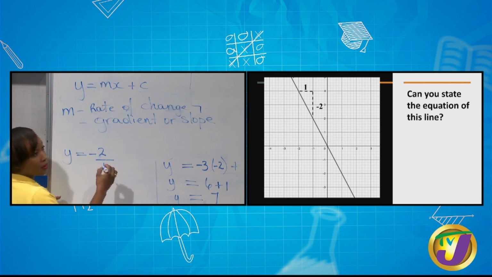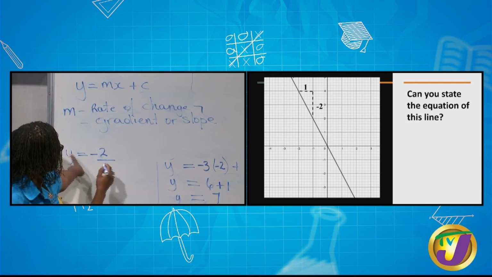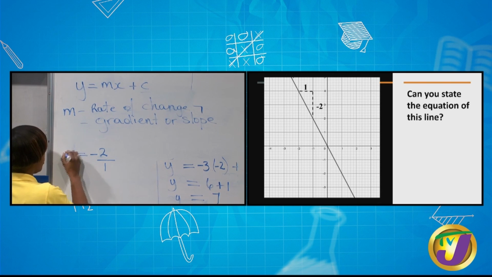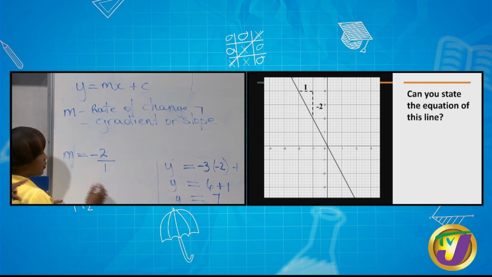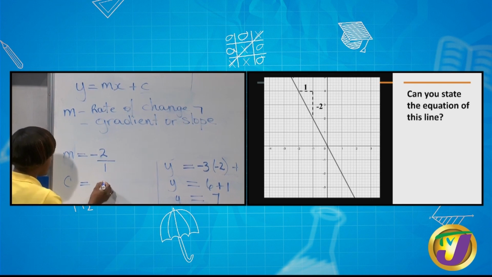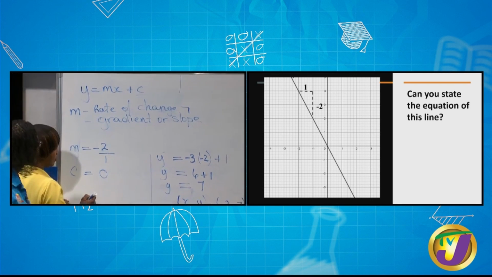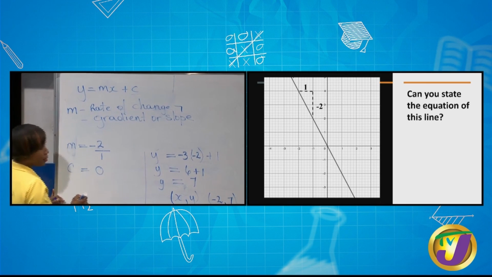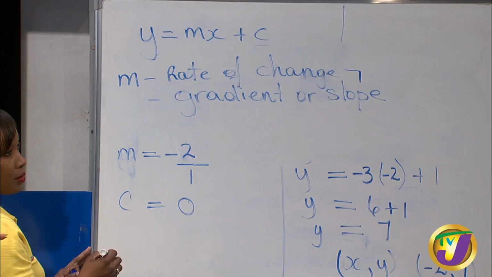So this is your gradient. Oh, so you're not writing it straight? Okay. So remember, we can get this from our graph. All right, fair enough. So we're looking at the change that is taking place, and c is 0. Okay. Which bright student can tell us the equation of that line?